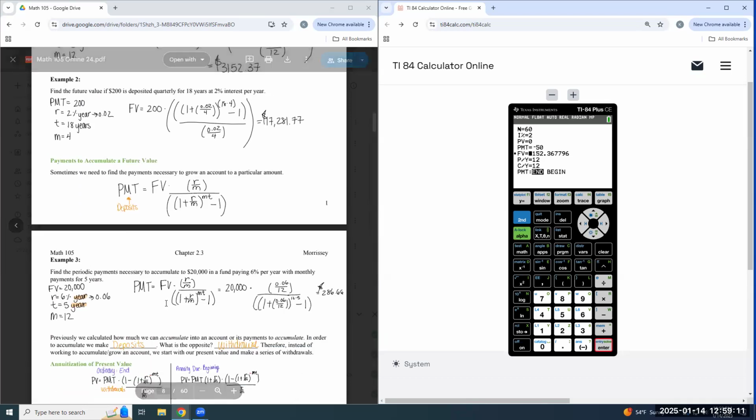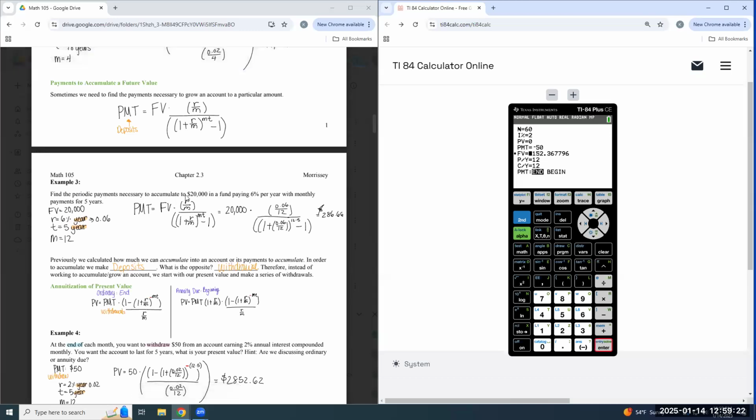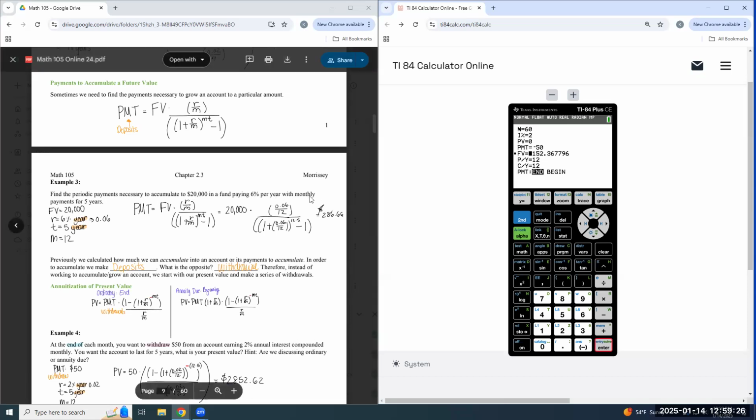Now let's try again. This time, let's say we want to know our deposits, and this time we have your future value. So like example 3. It says find the periodic payments necessary to accumulate to $20,000 in a fund paying 6% per year with monthly payments for 5 years. So again, our unknown is now periodic payments. Now, everything stays the exact same except we're swapping our unknown.